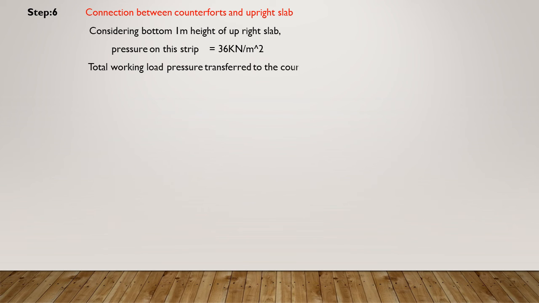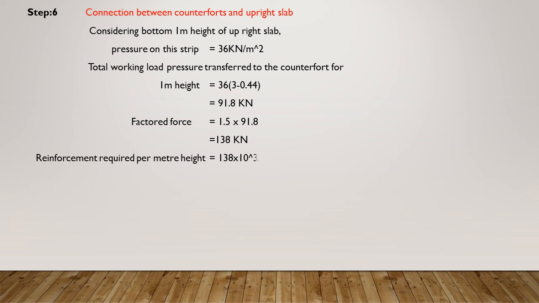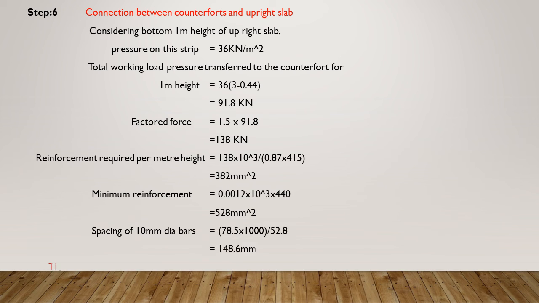So connection between counterfort and upright slab. Okay, so considering the bottom 1 meter height up to the upright slab, the pressure on this strip is 36 kilonewton per meter square. Then total working load pressure transferred to the counterfort for 1 meter is equal to 36 into 3 minus 0.44. So this value is 91.8 kilonewton. Our factored load is simple: 91.8 into our load factor 1.5, so multiply the values, and the answer is 138 kilonewton.